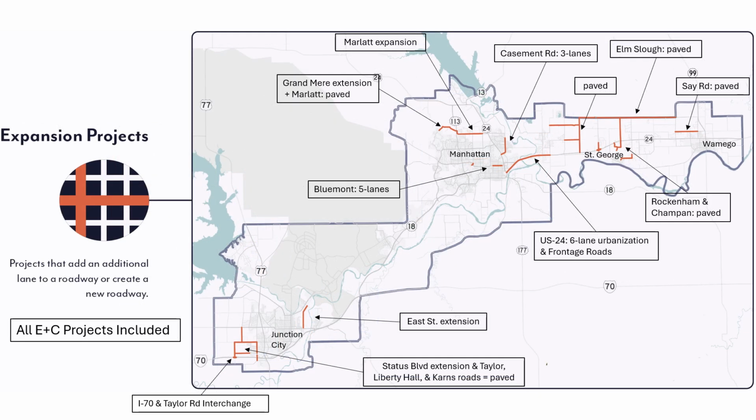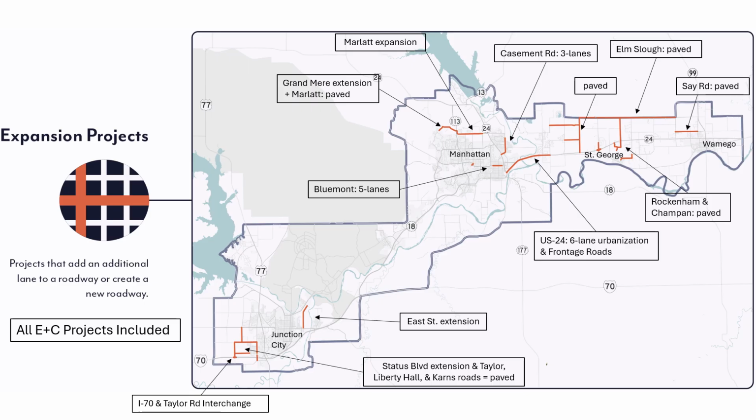The expansion network takes the existing plus committed network and adds lanes to existing roadways and also adds new roads. In Junction City, projects include the I-70 and Taylor Road interchange, tying into the paving of Taylor Road, Liberty Hall Road, and Ritter Road north to K-18. Strauss Boulevard would also be extended west to Taylor Road. East Street would be extended north to Grant Avenue.